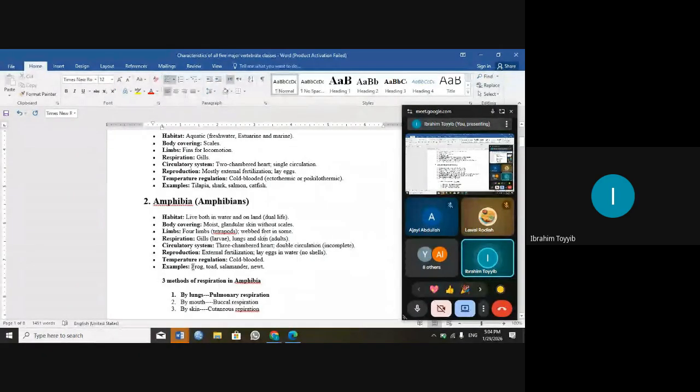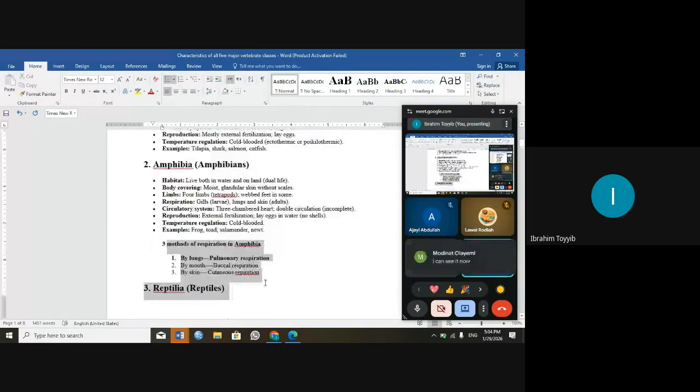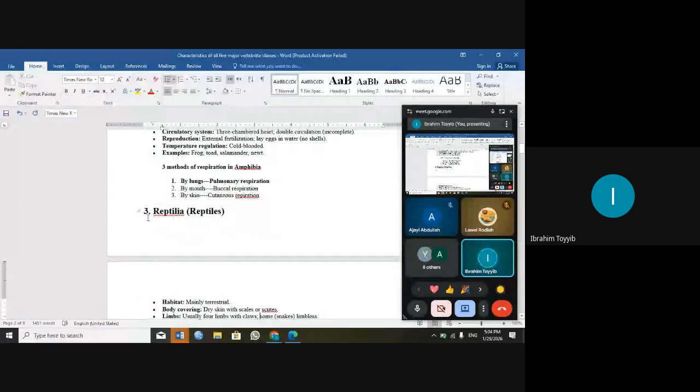You have the amphibians: frog, toad, salamander, newt. So these are the 3 methods of respiration in amphibia, these are the 3 methods for the adults. So now the class Reptilia.